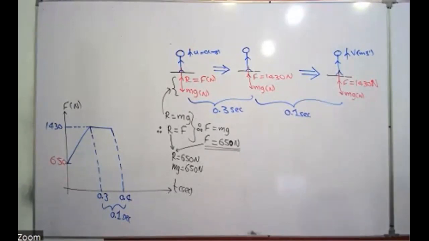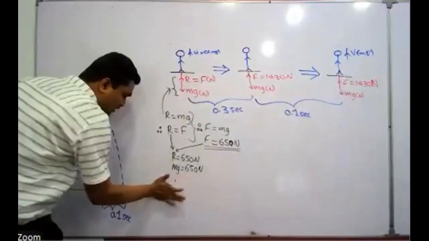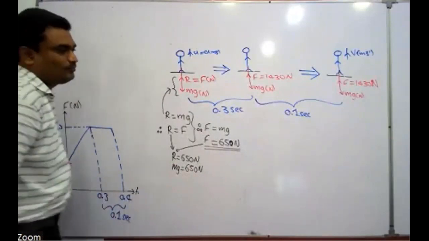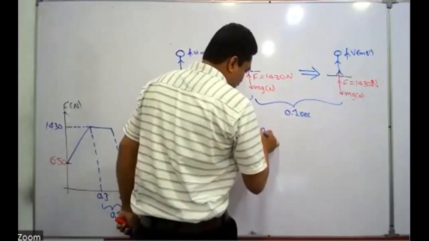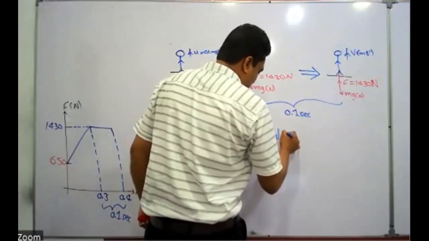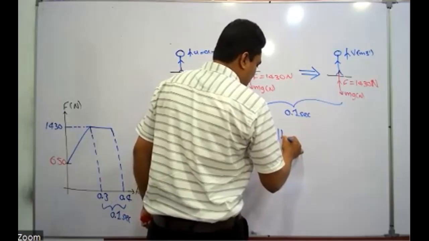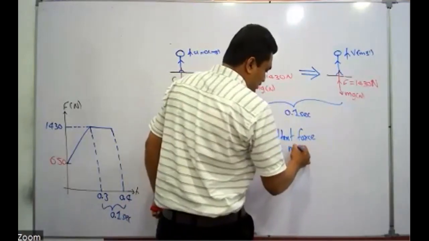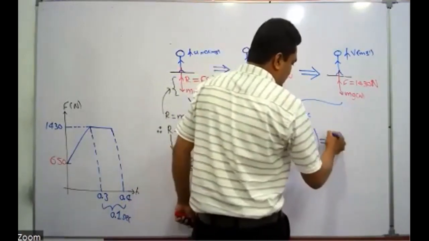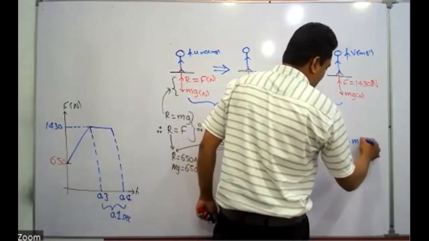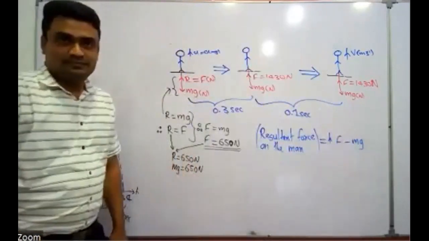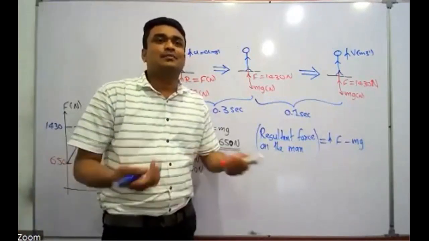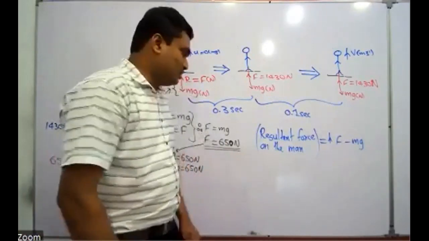Right, look at the board here. So what is the resultant force acting on the man? The resultant force on the man is vertically upward F minus mg. Am I right? Upward force F, downward force mg. Therefore, the resultant force acting on the man is F minus mg.